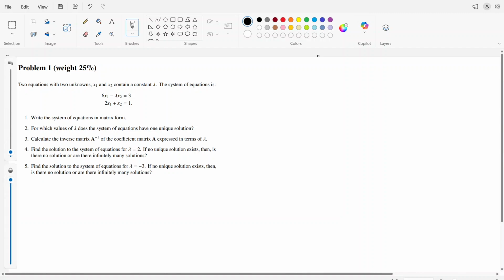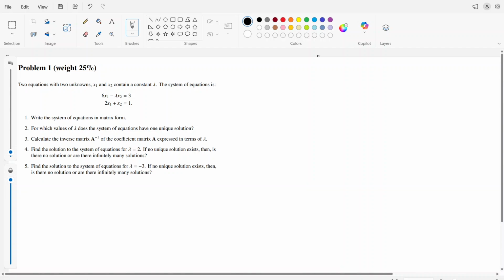So number 2: for which values of lambda does the system of equations have one unique solution? I want you to remember that a system has one unique solution if the determinant is not 0. I have stressed that a lot in my other videos. So step 1, we have to find the determinant. And remember, for a 2 by 2 matrix, the determinant is AD minus BC.